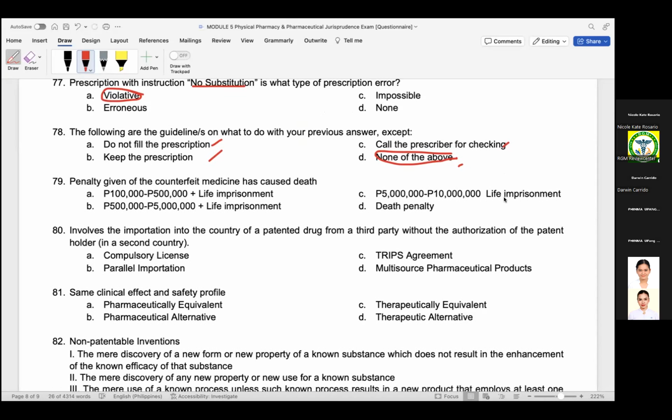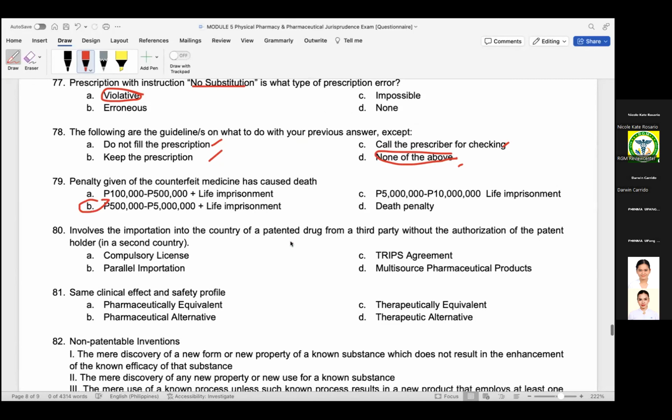Next, number 79. The penalty given of the counterfeit medicine if the counterfeit medicine has caused death. A, 100,000 to 500,000 plus life imprisonment. B, 500,000 to 5 million plus life imprisonment. C, 5 million to 10 million plus life imprisonment. Or D, death penalty. The correct answer in number 79 is up to 5 million of fine and life imprisonment, if proven na yung cause ng death is due to counterfeit drug or fake drugs.